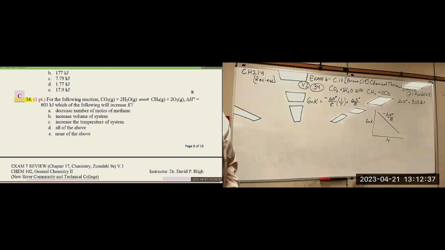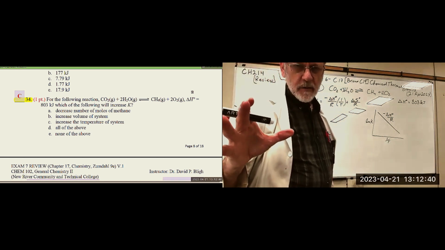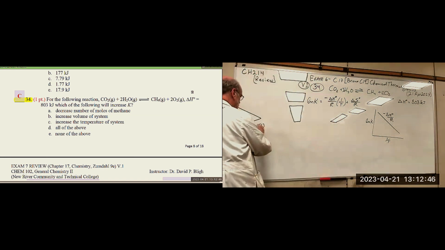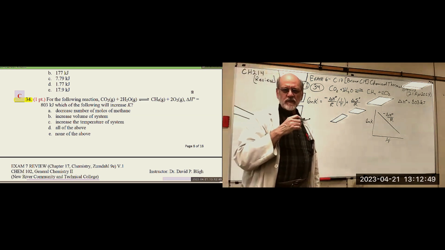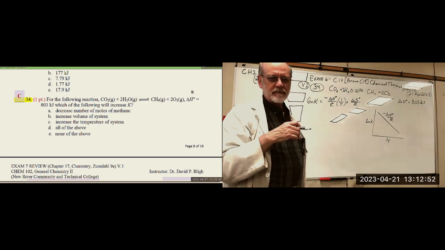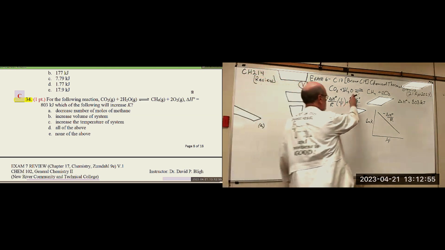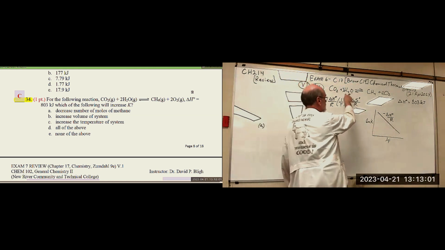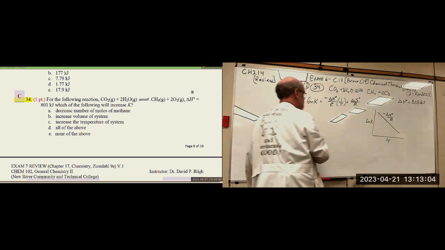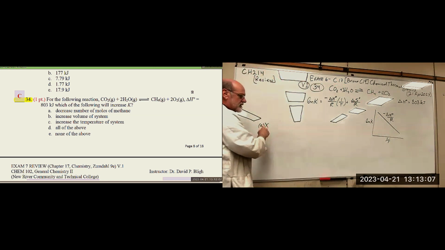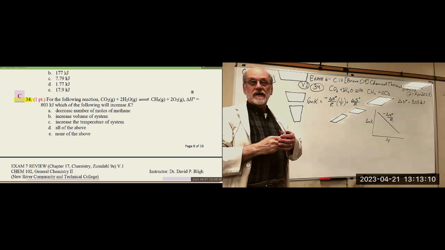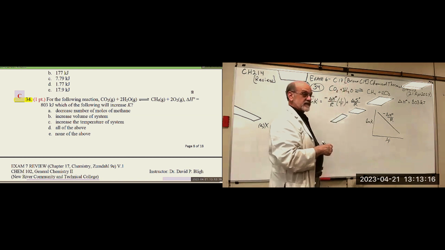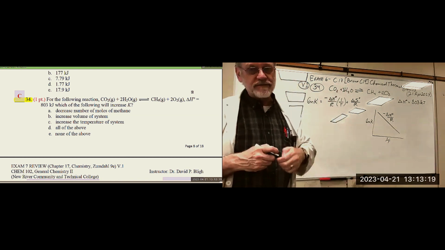So, what's the question again? Which of the following will increase K? All right, so we got choices here. What's our first choice? Decrease the number of moles of methane. Decreasing moles here, as long as the temperature is constant, decreasing the values of any one of these will not change K. K is constant for temperature. You can change the equilibrium position by changing the values here, but K is always a constant. So that doesn't fly.